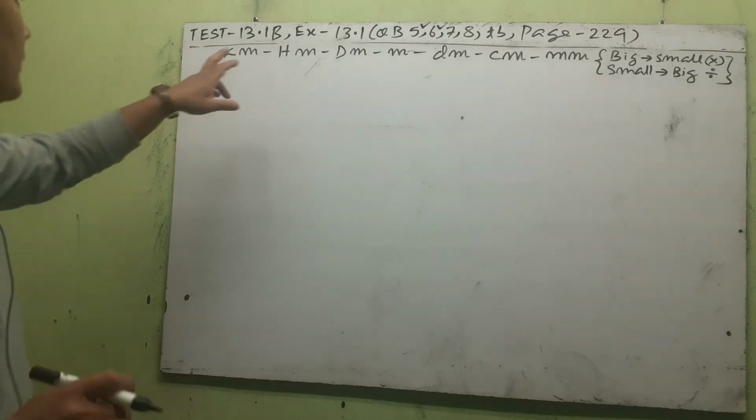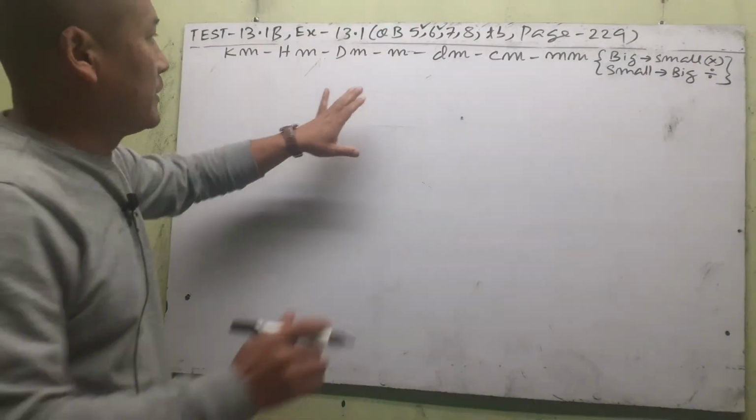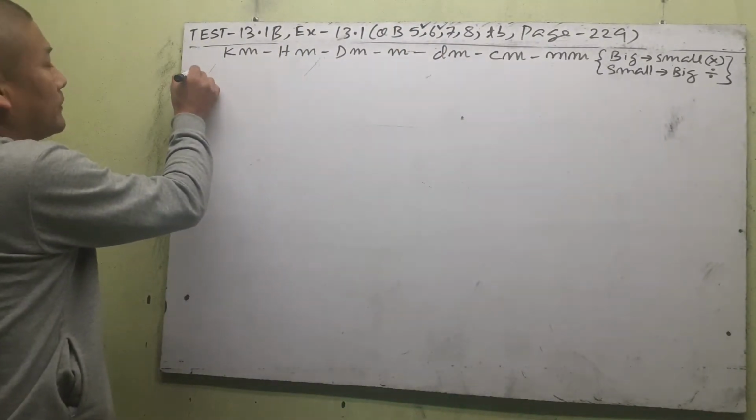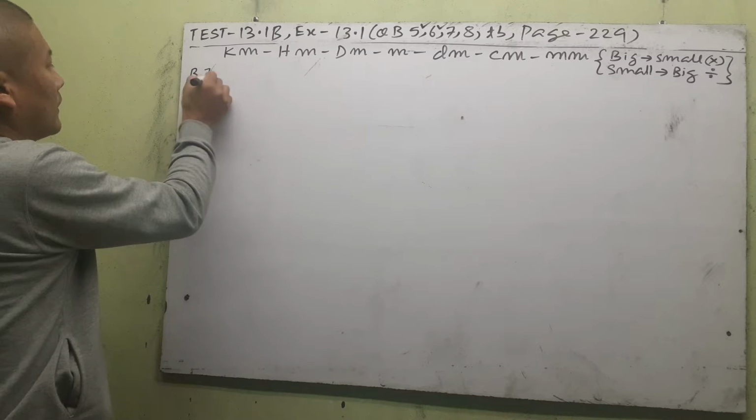Okay, so this one 13.1B, we have done 5 and 6. We'll go to B7 now. Okay, let us see that.